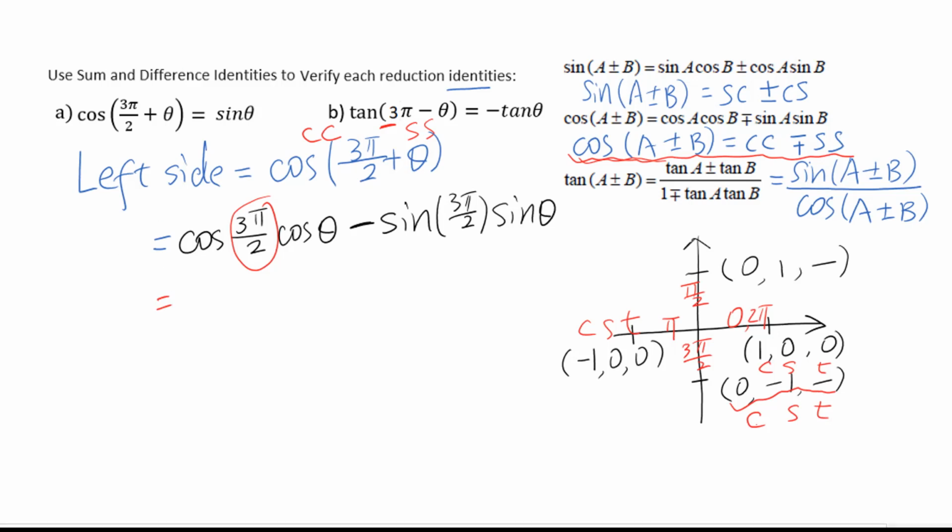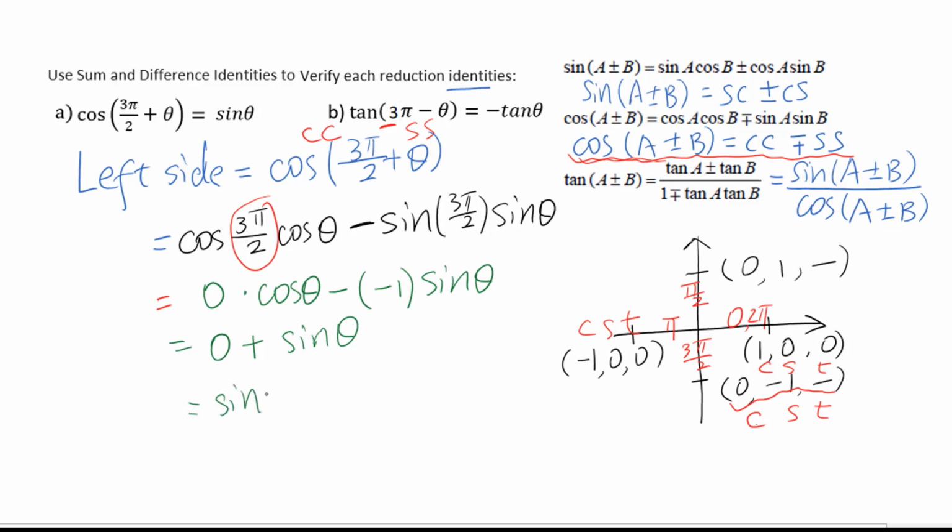So we get 0 times cosine theta minus sine 3 pi over 2, which is -1, then sine theta. 0 times cosine will be 0. Negative times negative is a positive sine theta. So we get sine theta. This equals the right side. So we finish this proving.